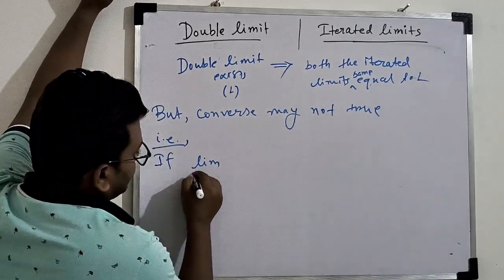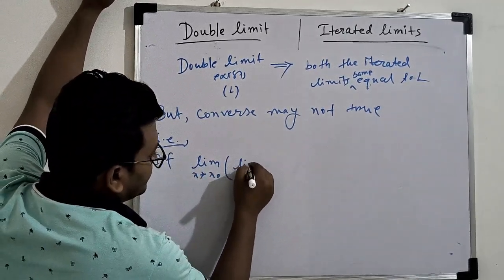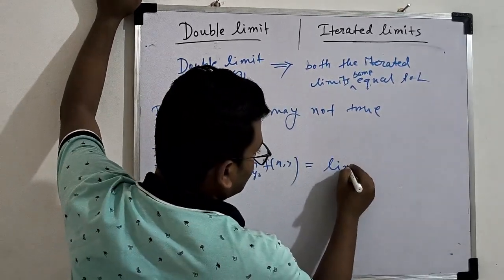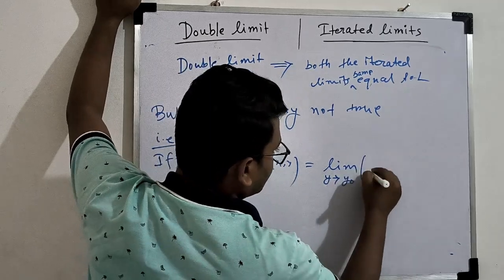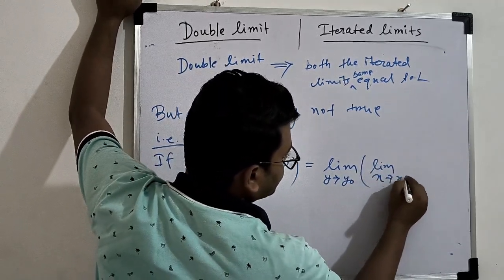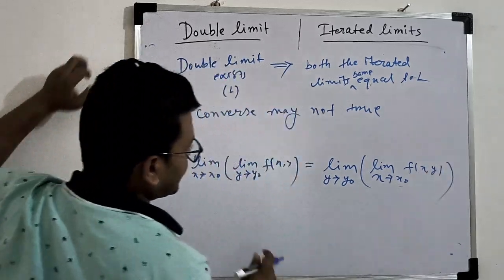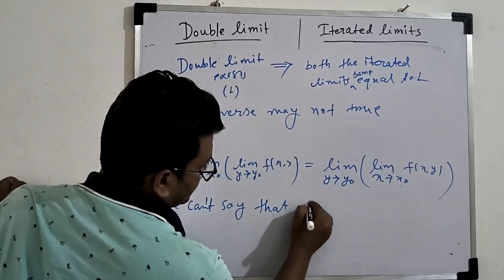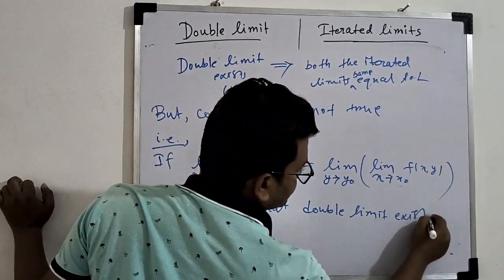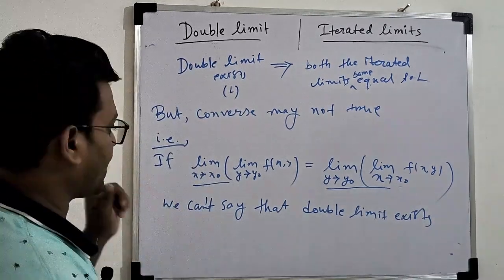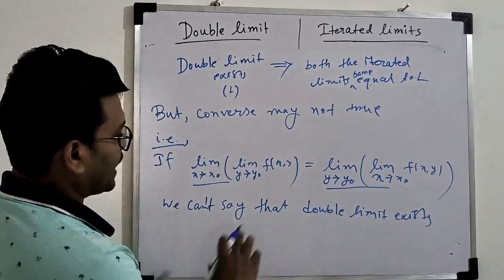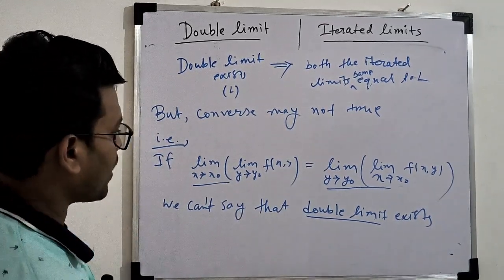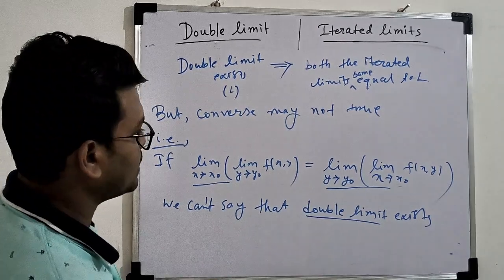That is, if limit x tends to x0 of limit y tends to y0 of f(x,y) equals limit y goes to y0 of limit x goes to x0 of f(x,y), these are equal, we cannot say that the double limit exists. These are equal only for two particular paths, but for the double limit to exist, the limit through any path by which (x,y) approaches (x0,y0) must be the same.